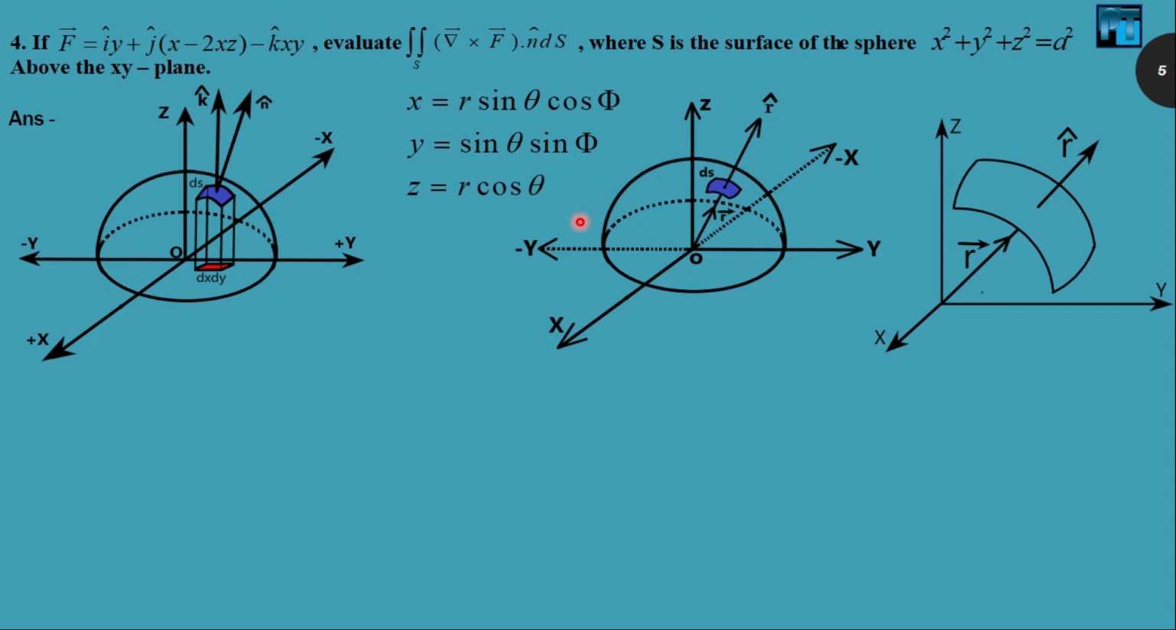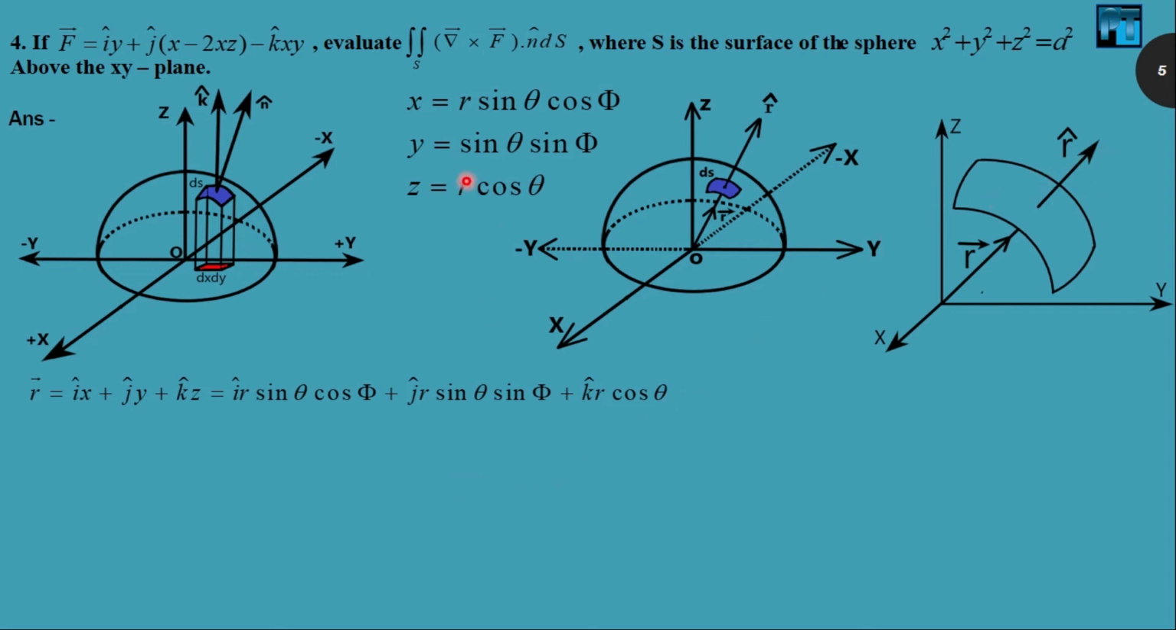Now, for a spherical polar coordinate, this general vector r can be written as i cap x plus j cap y plus k cap z. So, what is x? r sin theta cos phi. What is y? r sin theta sin phi. What is z? r cos theta. Now, this is the general position vector. You have to determine the r cap.